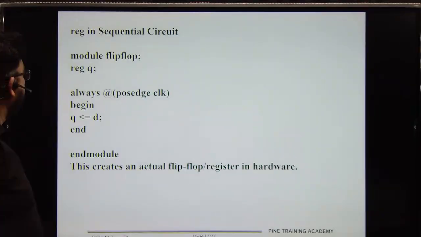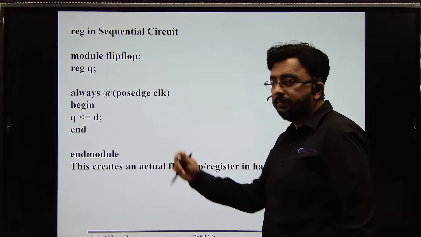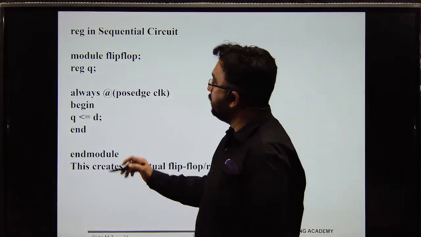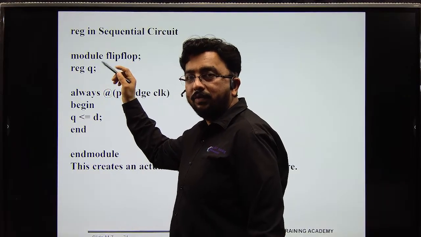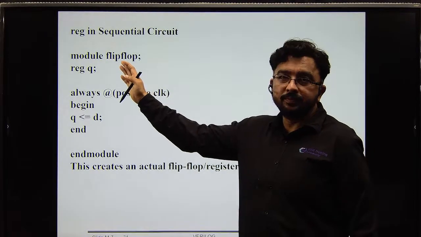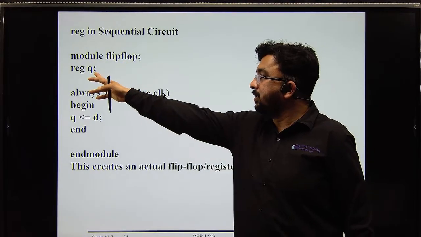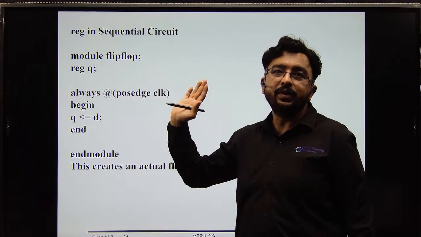Okay, next. So this is a simple operation of your D flip flop. Here reg q. I have not taken any other element or any other variable name. Simple. This q is defined as the output, and now q is defined as a reg.